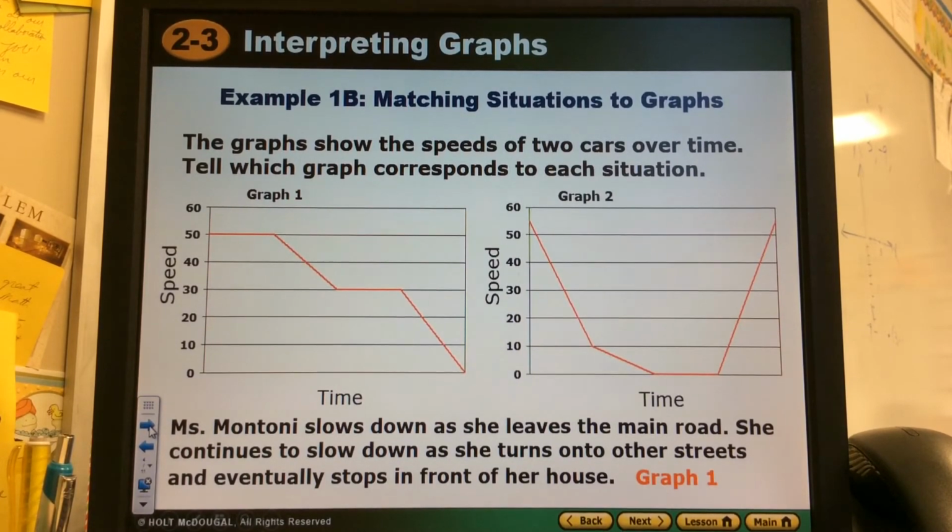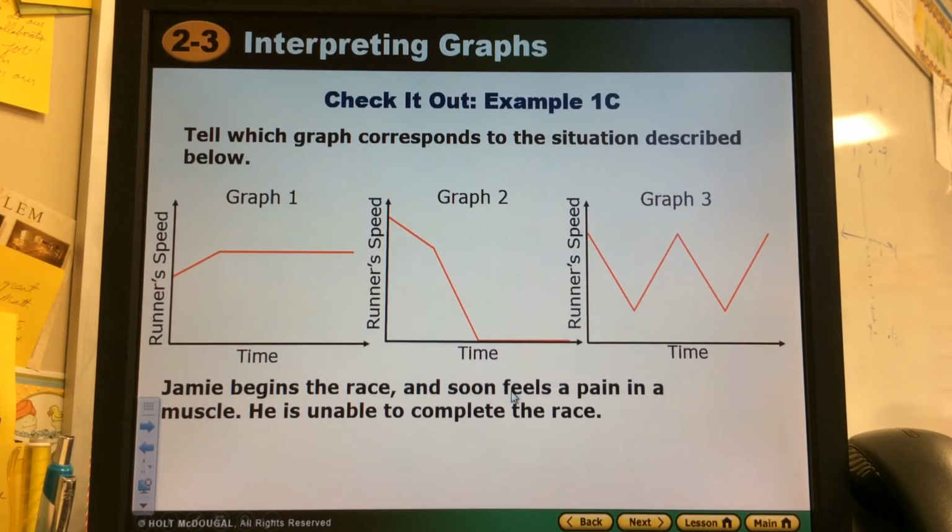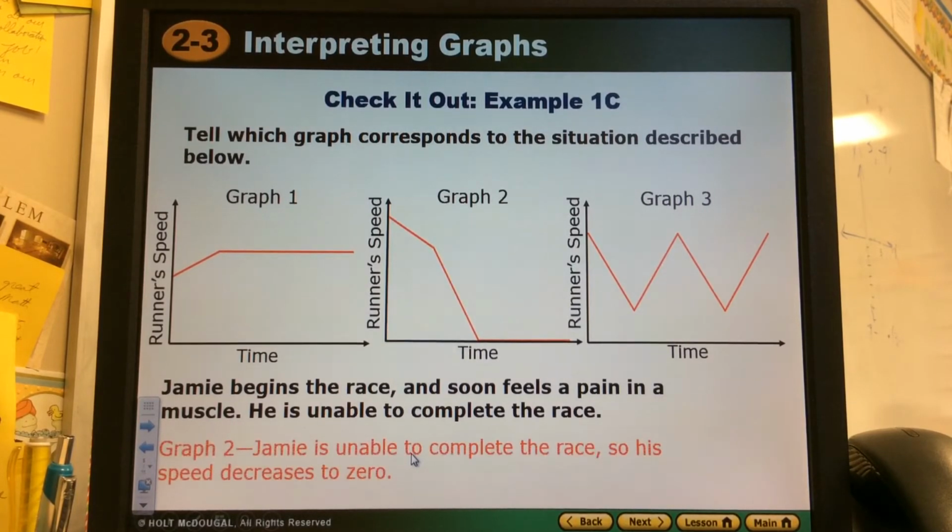So we've got graph 1, 2, and 3, and it says tell which graph corresponds to the situation described. Jamie begins the race soon, feels a pain in his muscle. He is unable to complete the race. So that would be graph, and if you want to stop and look at it yourself and see if you can figure it out and then turn it back on and see if you're right, go ahead and pause it now. The answer is graph 2, okay?